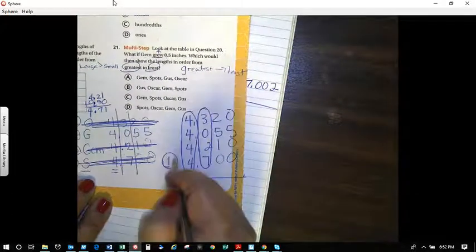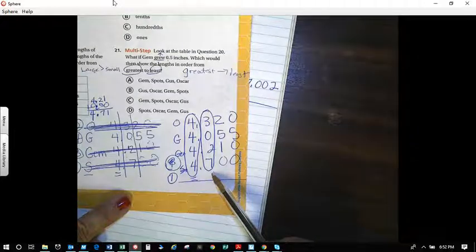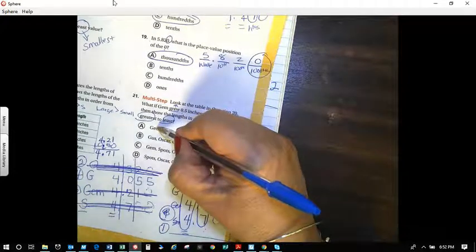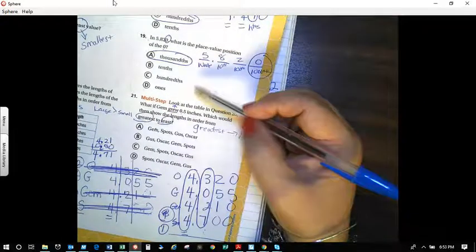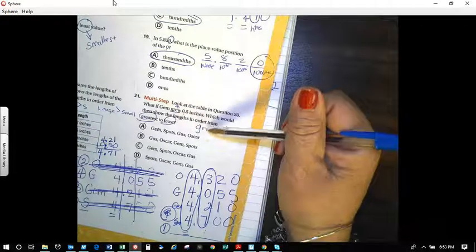Out of this one, which is the largest one? Okay, so it would be right here, which belongs to, this is Spot, this is Jim, this is Gus, and this is Oscar. So now, who's in first place? Spot's in first place. So I'm going to have Spot. So, well, look at there. I have, is that right? Jim grew. So we're going from greatest to least.